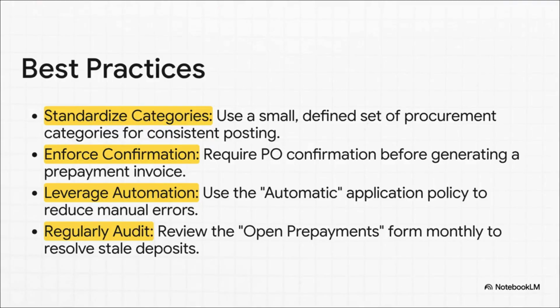So if you want to make your life easier, here are your 4 golden rules. 1. Standardize your procurement categories. Don't go crazy, just a few is all you need for consistent accounting. 2. Always, always, always enforce PO confirmation before you pay a dime. No confirmation, no prepayment. 3. Use that automatic application policy. Seriously, let the system do the work for you. And 4, make it a habit to check that open prepayment screen every month to catch anything that might have fallen through the cracks.